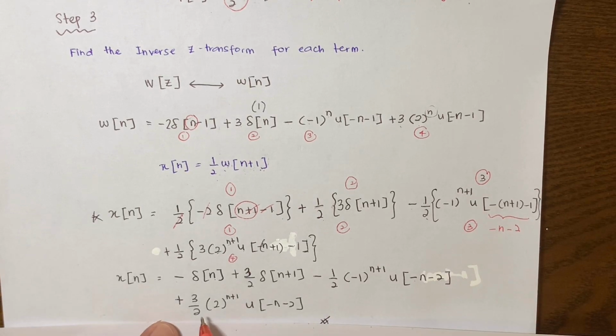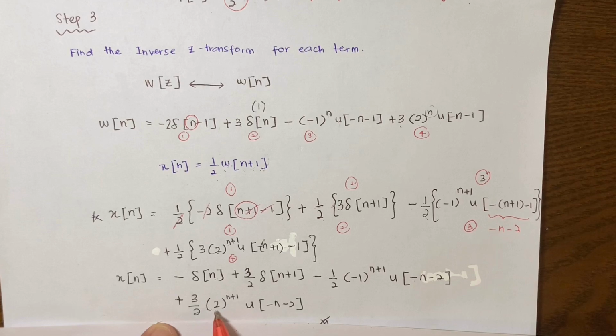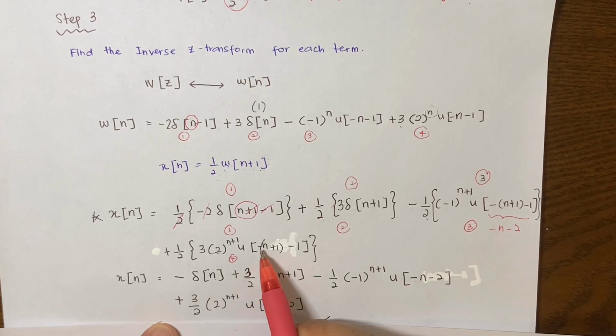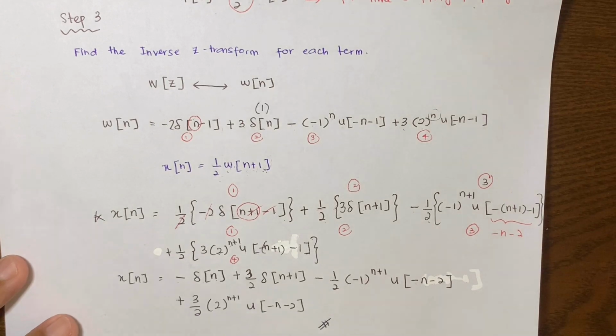Okay, next. The last one is 3. You put outside here 3 over 2, 2 to the power of n plus 1. You solve this one, in this bracket you will get negative n minus 2. Okay, this is the last answer.